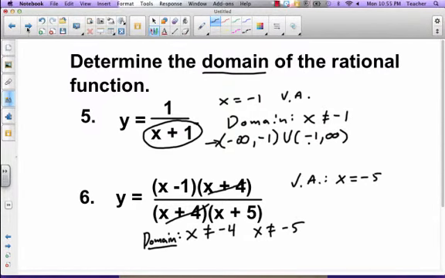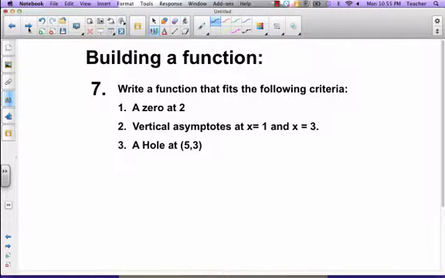Now, the last thing that we'll go on to, and you'll see this on your assignment as well, is where you're building a function. So we'll give one example, and there are also some good examples in your book to look at for your assignment. It says to write a function that fits the following criteria. So now we'll put some things together that we've worked on previously.